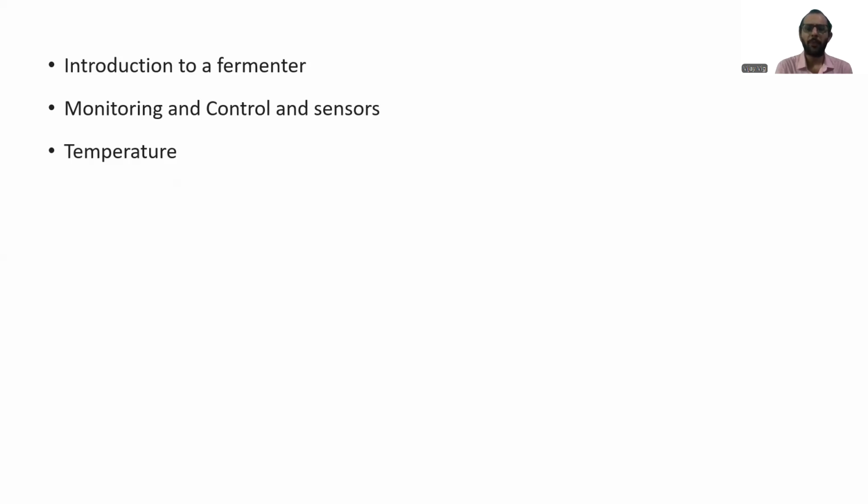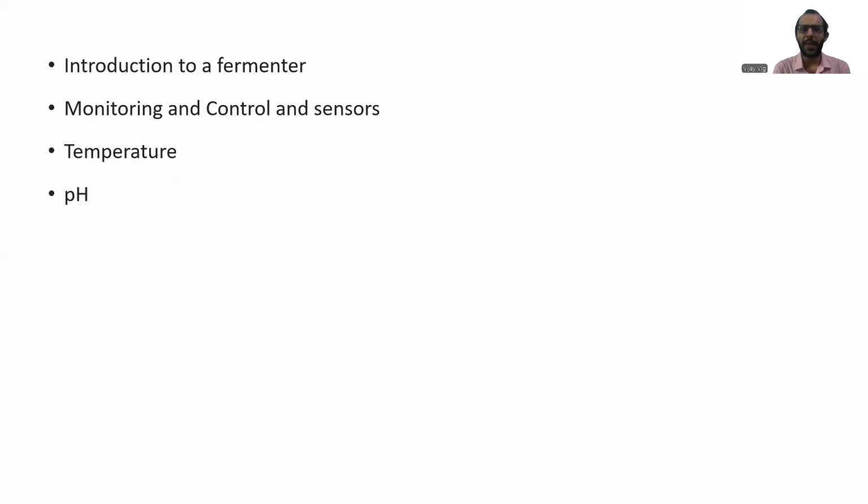Microorganisms have an optimum temperature for growth. So let's say if a fermentation process goes on for 7 days, during the 7-day period, the temperature has to be maintained constant. And if there's a deviation, it has to be corrected because it will affect the fermentation process.